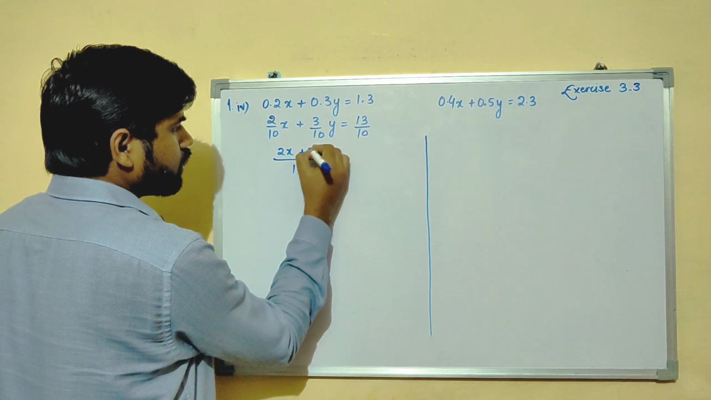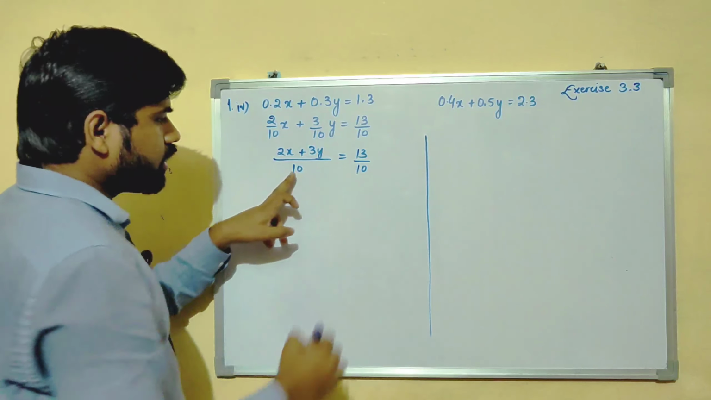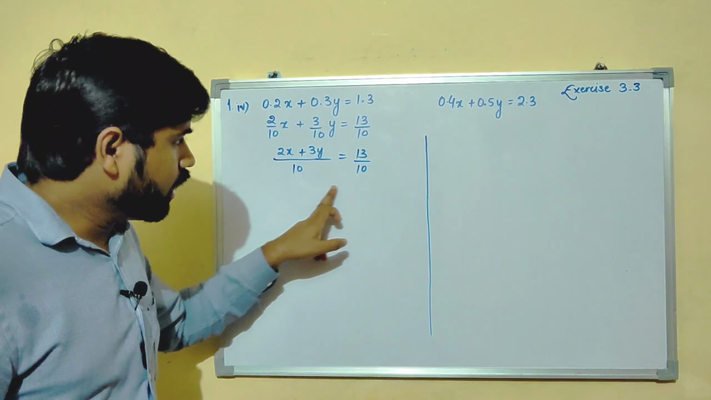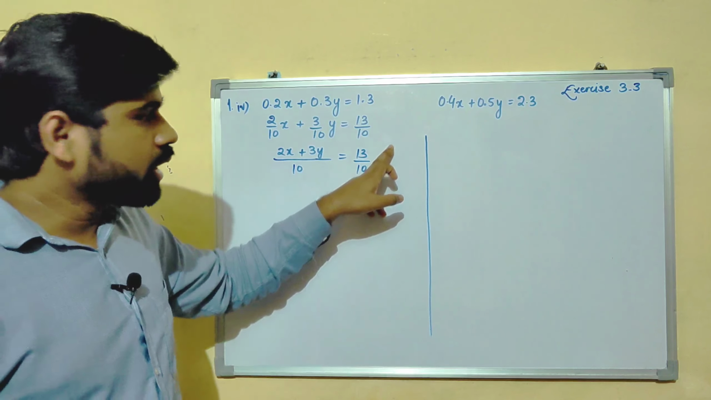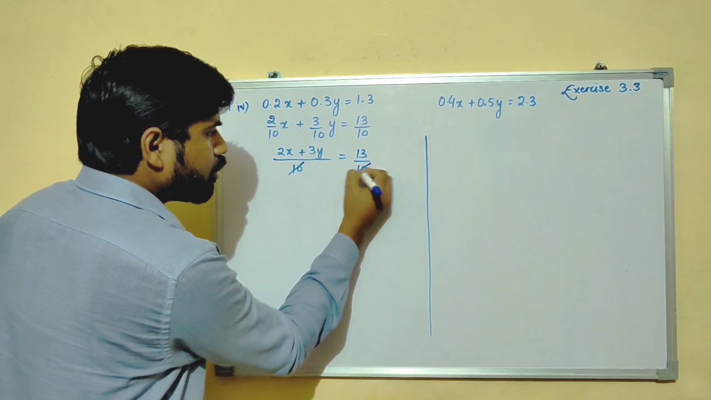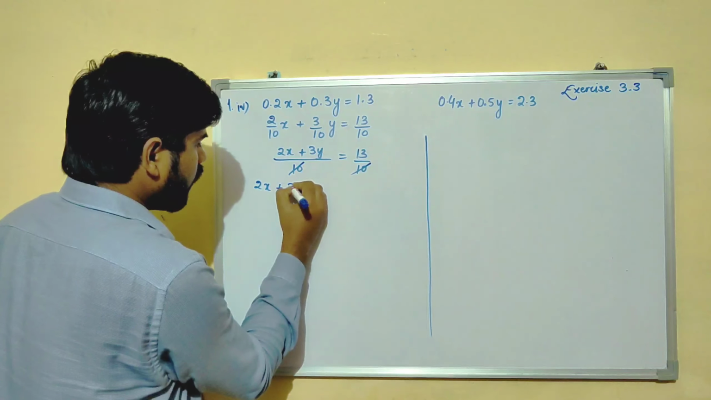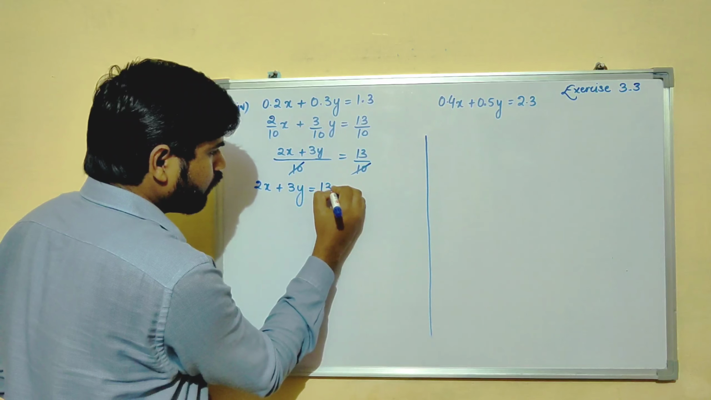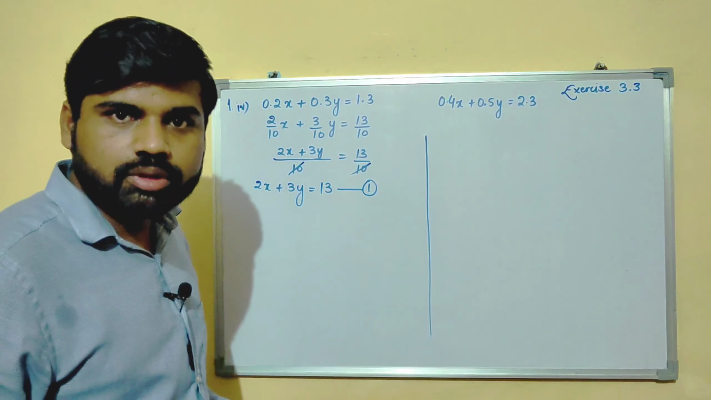On simplifying it, you will get like this, right? This 10 is being divided here. When this is transposed to the right hand side, it will be multiplied, right? So this 10 and this 10 will be cancelled. You will be left with 2x plus 3y equals 13. This is your first equation. Now let us simplify the second equation as well.